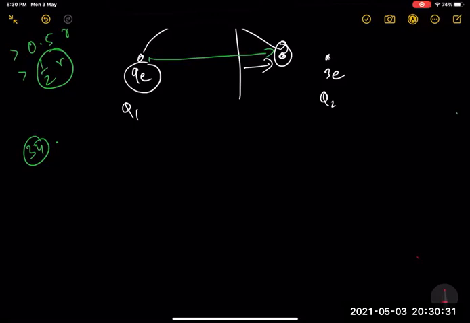I got the third option, 33 centimeters. See, 10 is here, 20 is here, this distance is x, and this distance will be 80 minus x. Okay, so electric field is asked where it is 0. So electric field is 0.